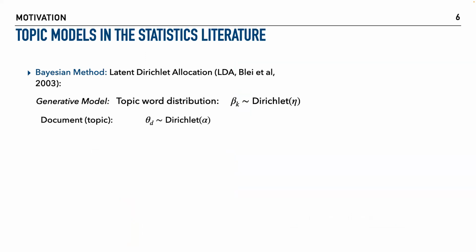So let's now look a little bit at the literature. How do you actually fit a topic model? There are two main ways in which you could approach the problem. One is through a Bayesian perspective. That's latent Dirichlet allocation, proposed by Blei et al. 20 years ago. So this is a topic model from a Bayesian perspective.